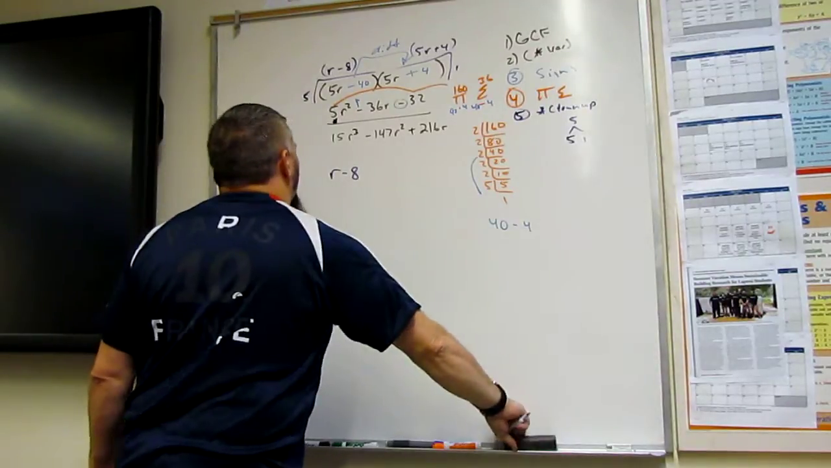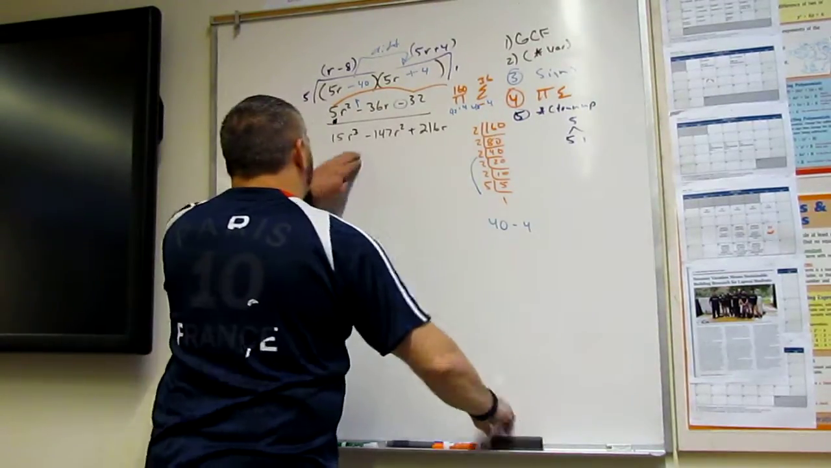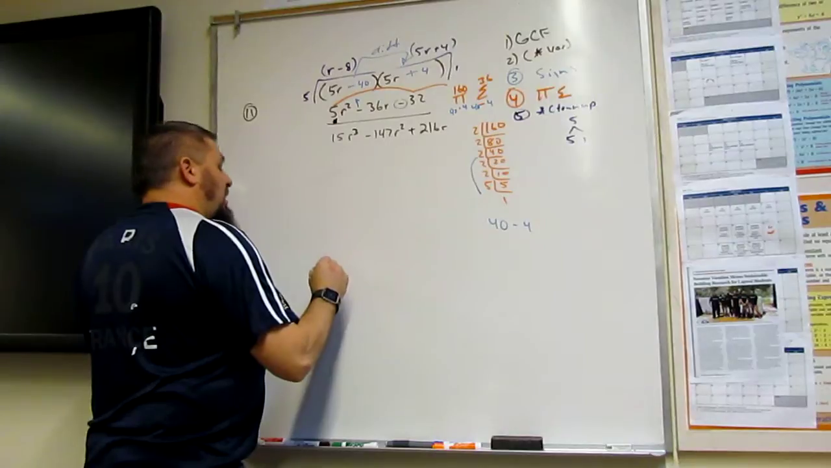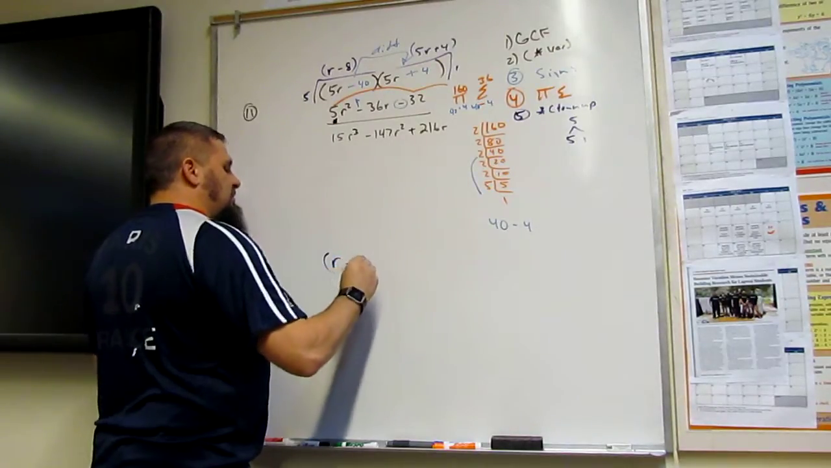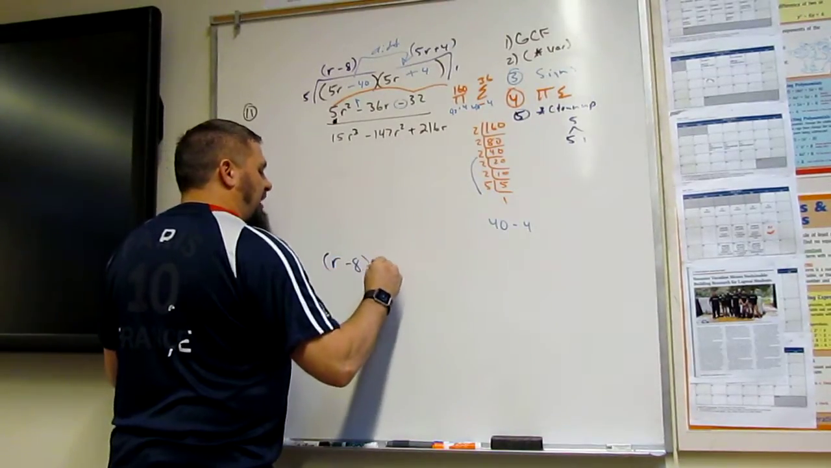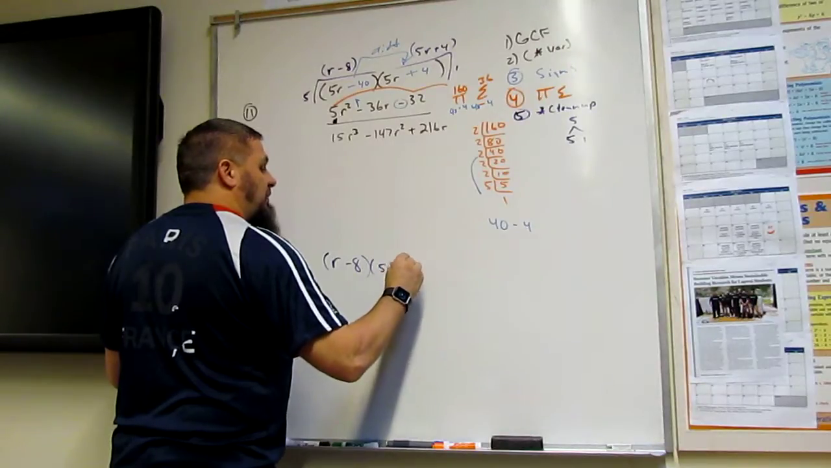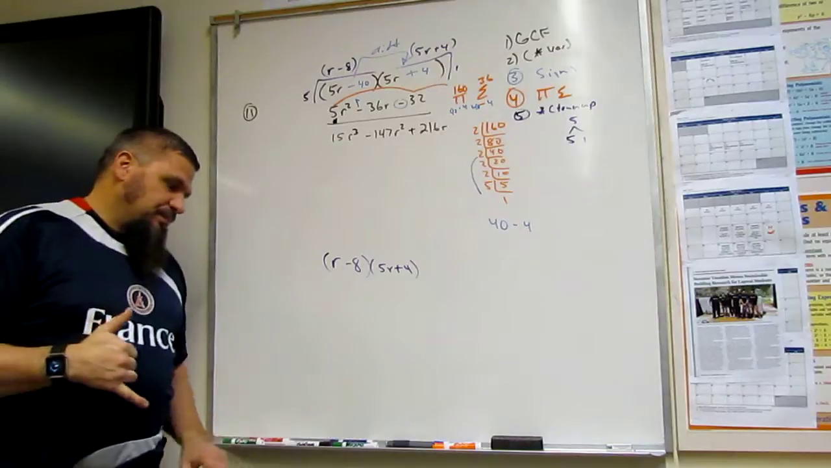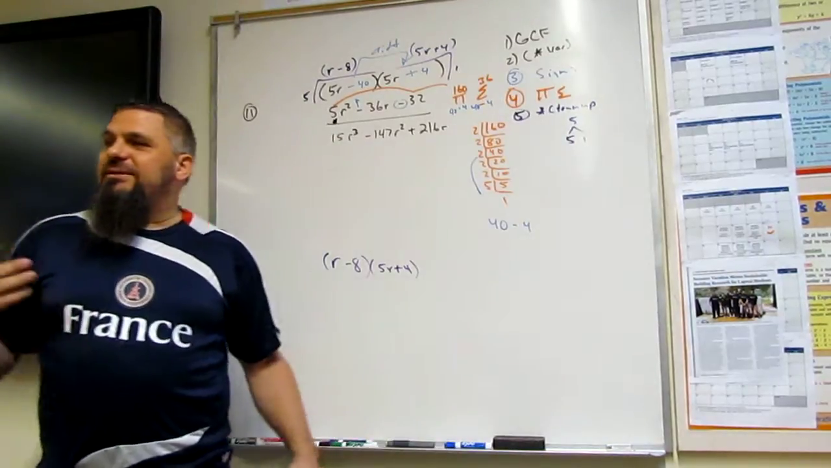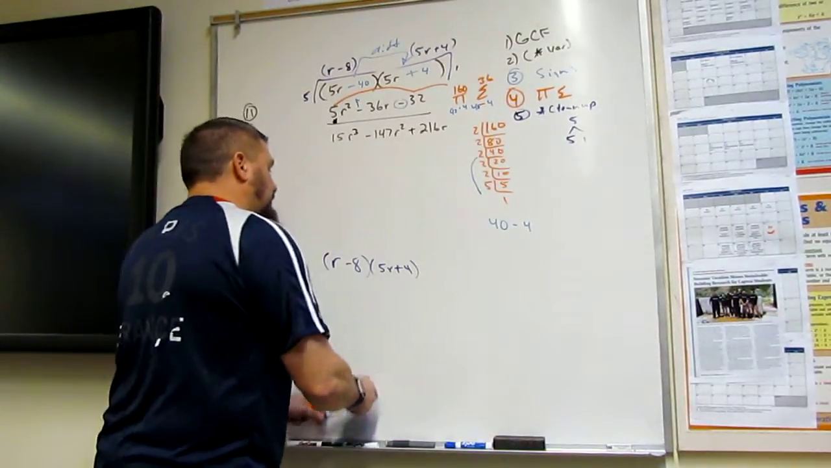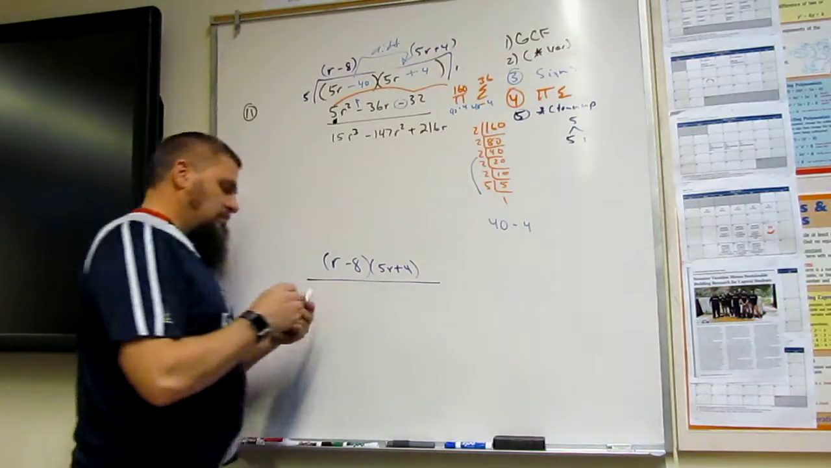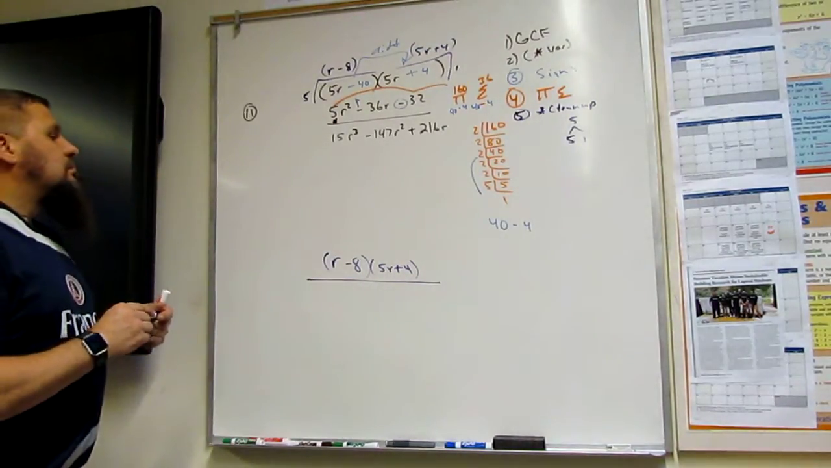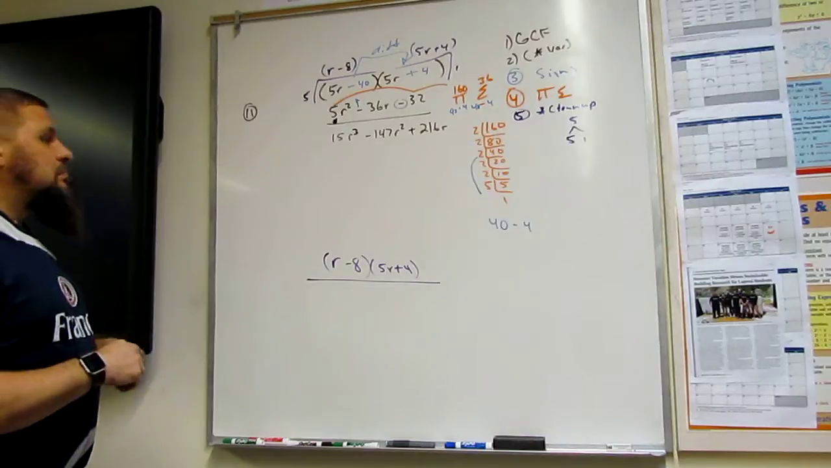Let's put that a little lower, since I'm going to be messing with this guy. So I got r minus 8 times 5r plus 4. Okay? All right. So that's the top part. Isn't it squared? Hmm? No, never mind.